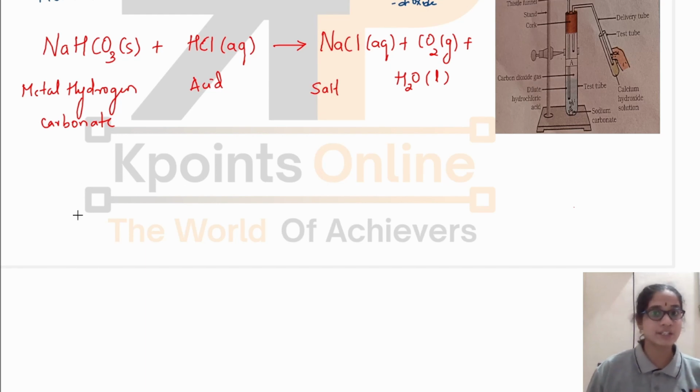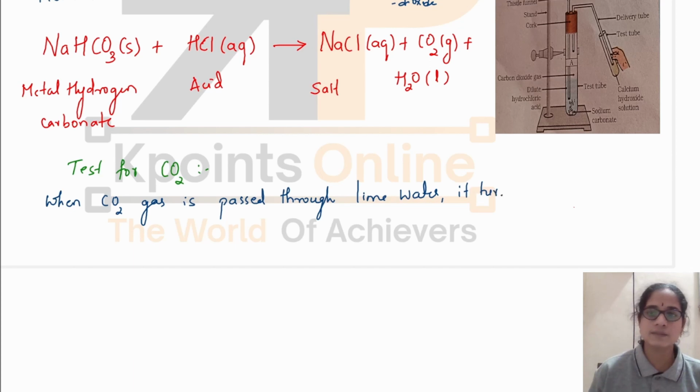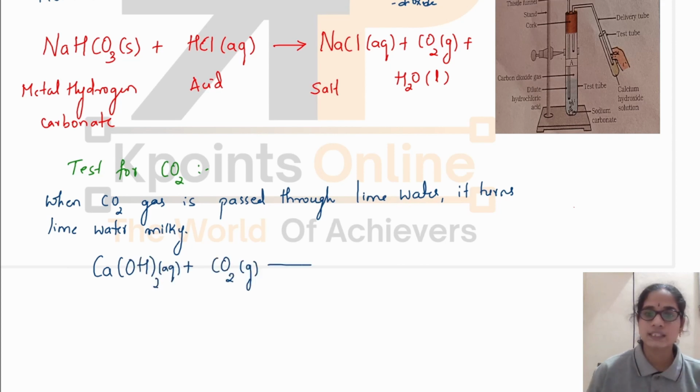Okay. Let me write the reaction of what happens there. When carbon dioxide gas is passed through lime water, that is calcium hydroxide, it turns the lime water milky, because calcium carbonate is formed, which is not soluble in water. Test for carbon dioxide: when CO2 gas is passed through lime water, it turns lime water milky. What is the reaction that takes place? This is lime water, calcium hydroxide. When carbon dioxide gas is passed through it, there is a formation of calcium carbonate.